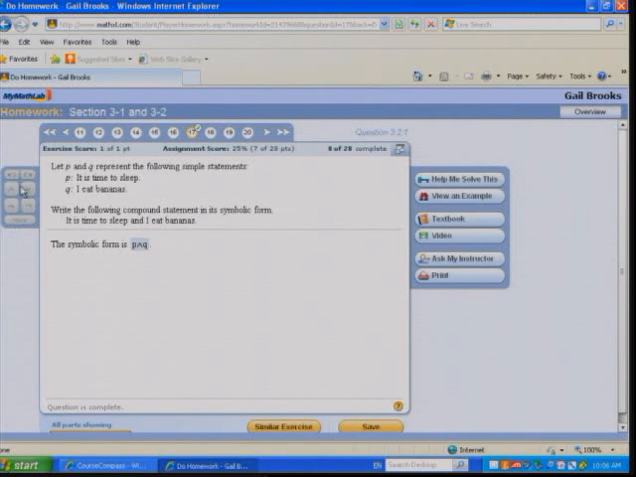This is called the math palette. So this is where you're going to grab your symbols. I already did this one. If I do a similar exercise, the taxes are high and I worked hard, you would just do the P and then this little guy and then the Q.